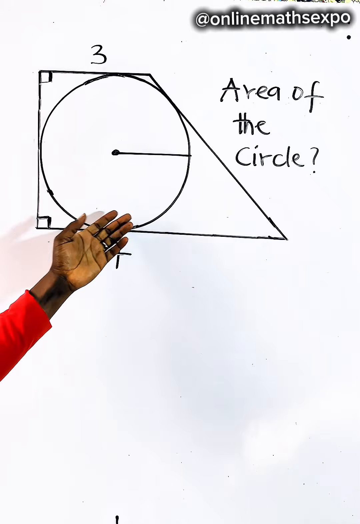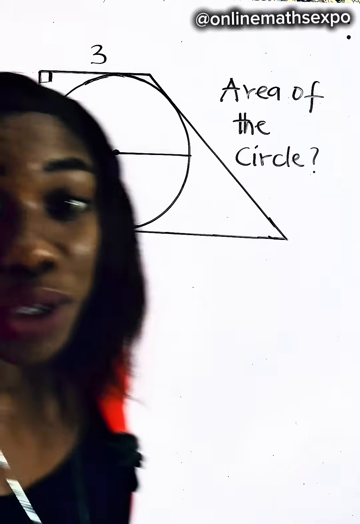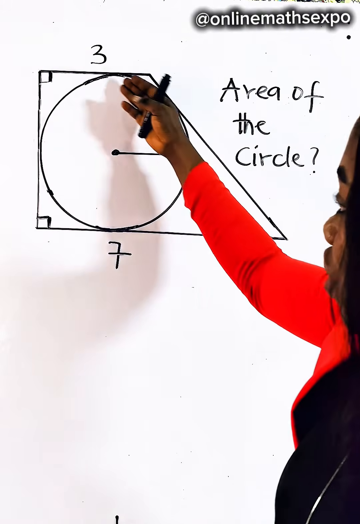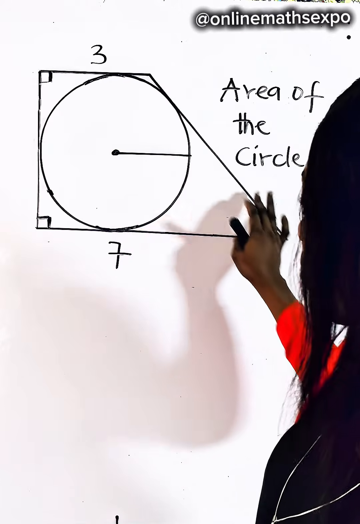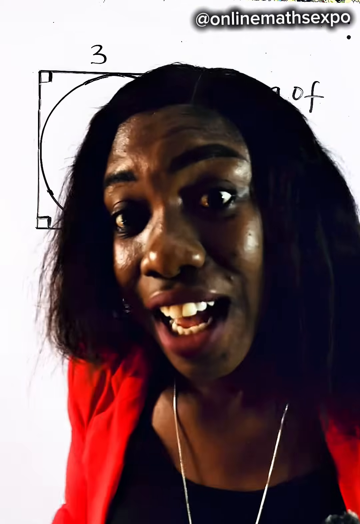In this diagram, we are asked to find the area of the circle. Now, you observe from the question, the circle is inscribed inside the shape. This is your quadrilateral, and we want to find the area. How do we find the area of a circle?